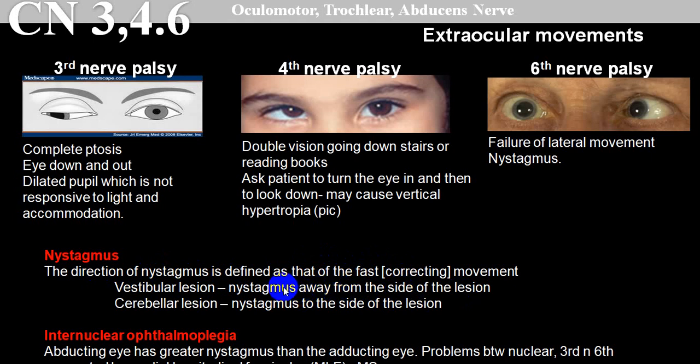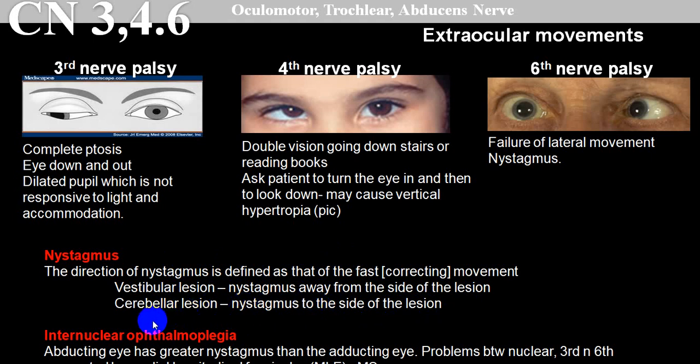So nystagmus will be away from the side of the lesion. Say if I've got a right side vestibular lesion, I will have a fast component going away, meaning towards the left side. While in a cerebellar lesion, the fast component will be to the same side. So nystagmus to the side of lesion, meaning that you will have a fast component towards the side. So this will be there.